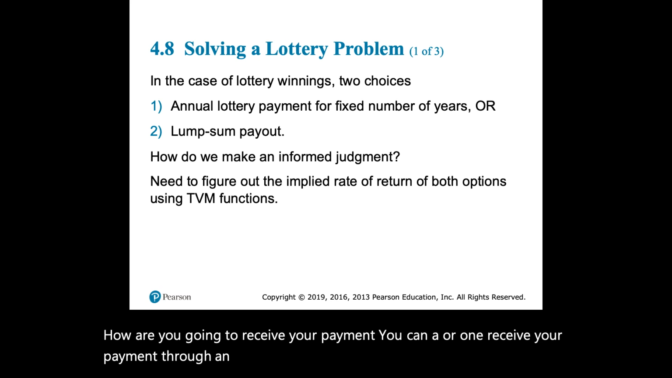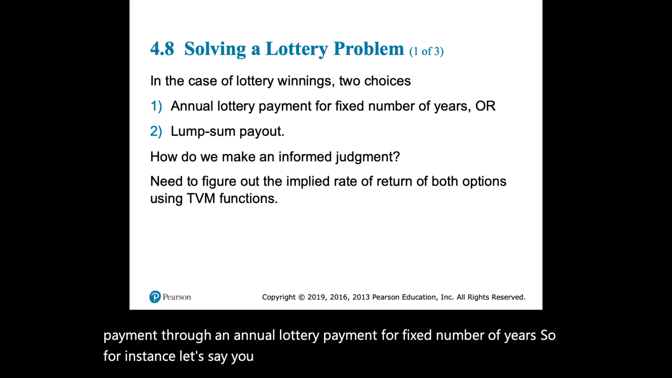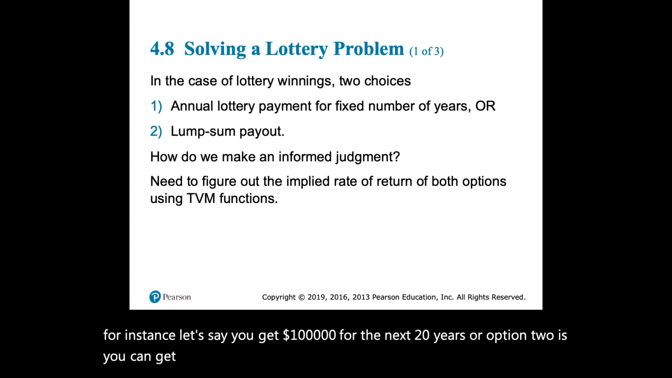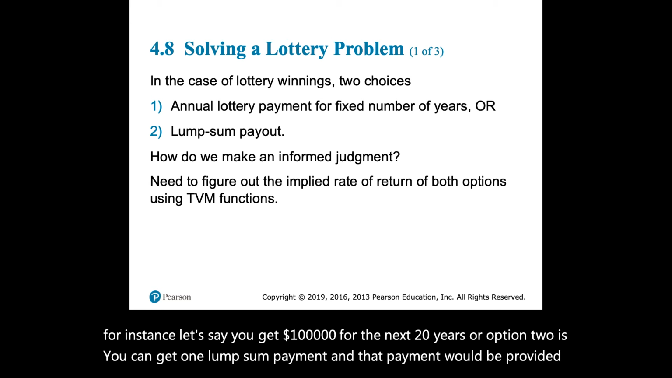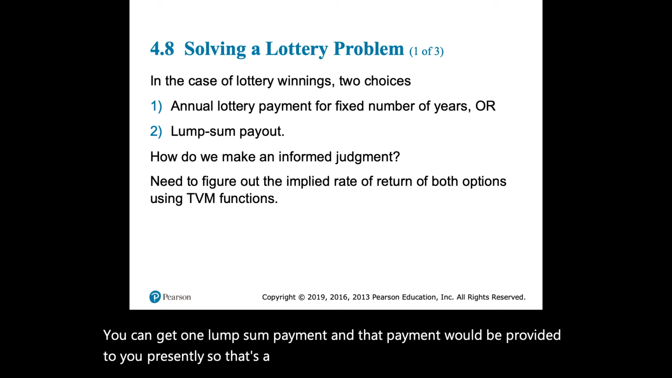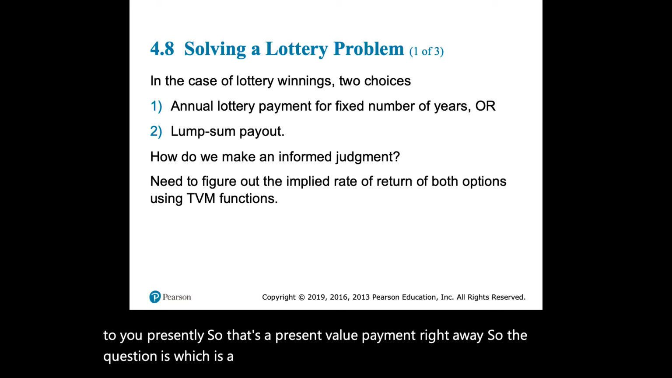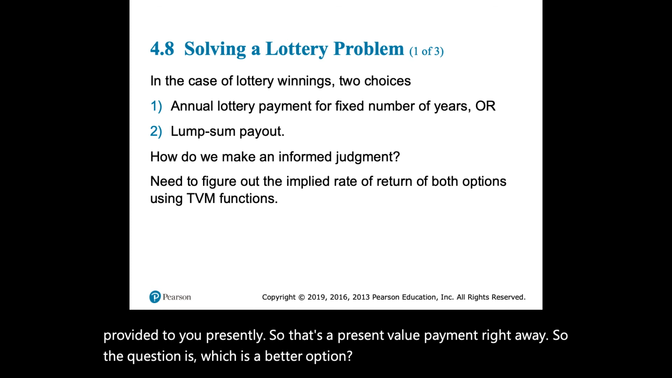So, for instance, let's say you get $100,000 for the next 20 years. Or option 2 is you can get one lump sum payment, and that payment would be provided to you presently. So that's a present value payment right away. So the question is, which is a better option? Well, first, let's take a look at this example here.